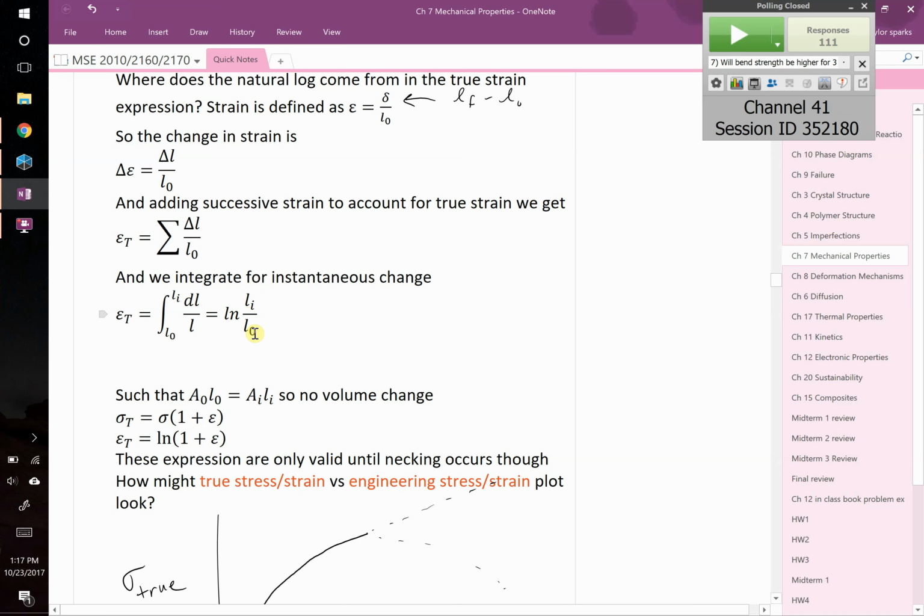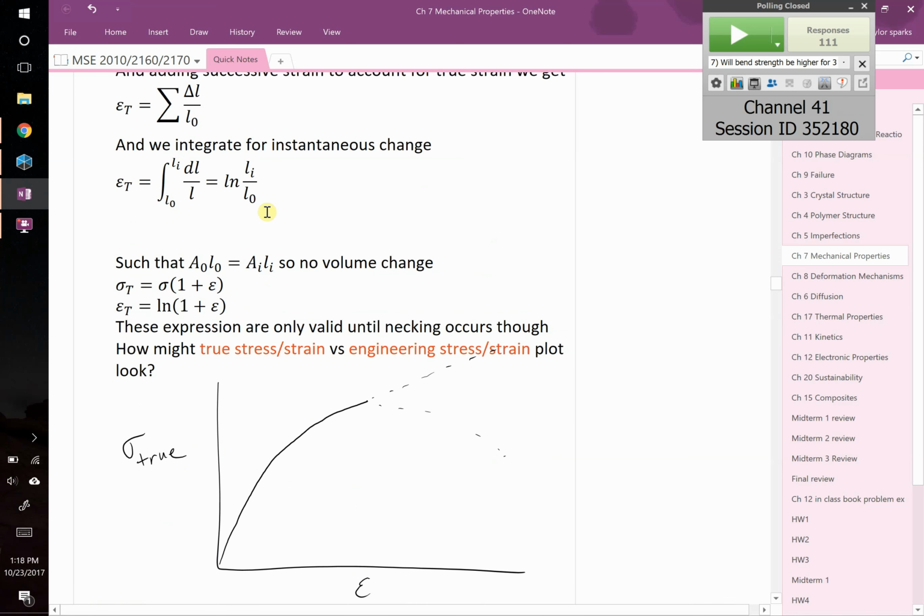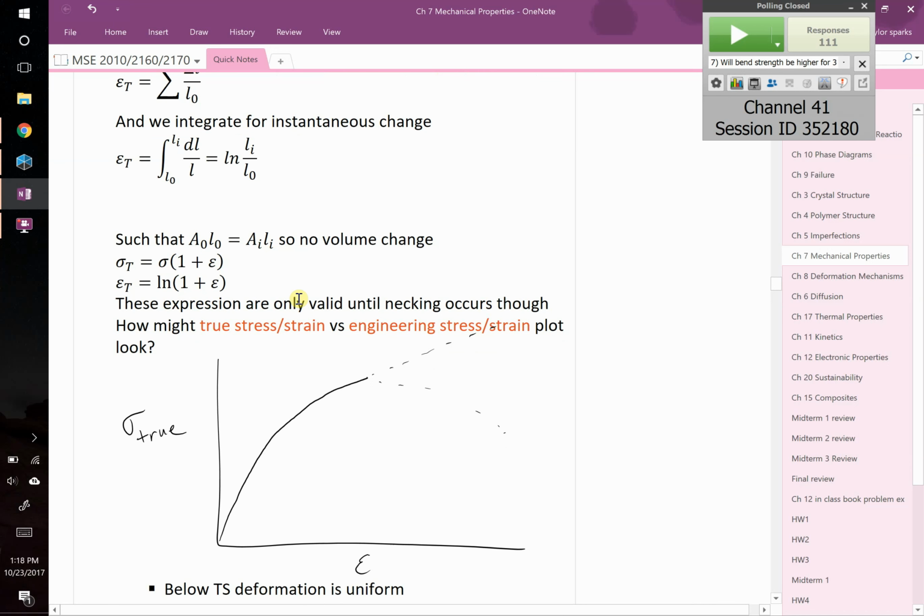So on a homework question, if I ask you to solve for the true strain, you could take the natural log of the instantaneous length and divide it by your initial length, L naught, and that will give you your true strain. And if volume is conserved, your total volume is conserved, that allows you to come up with a couple other expressions. Okay, any questions on true stress versus engineering stress or true strain versus engineering strain? Any questions I can answer before we keep going?